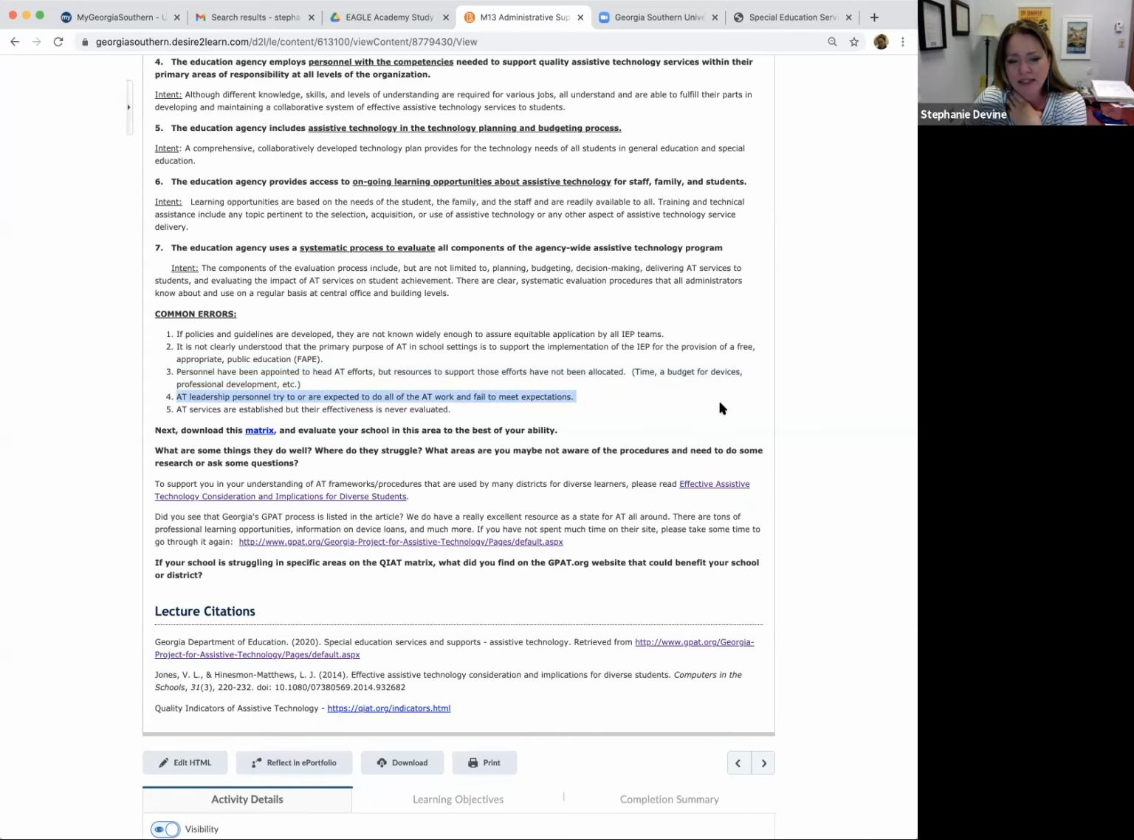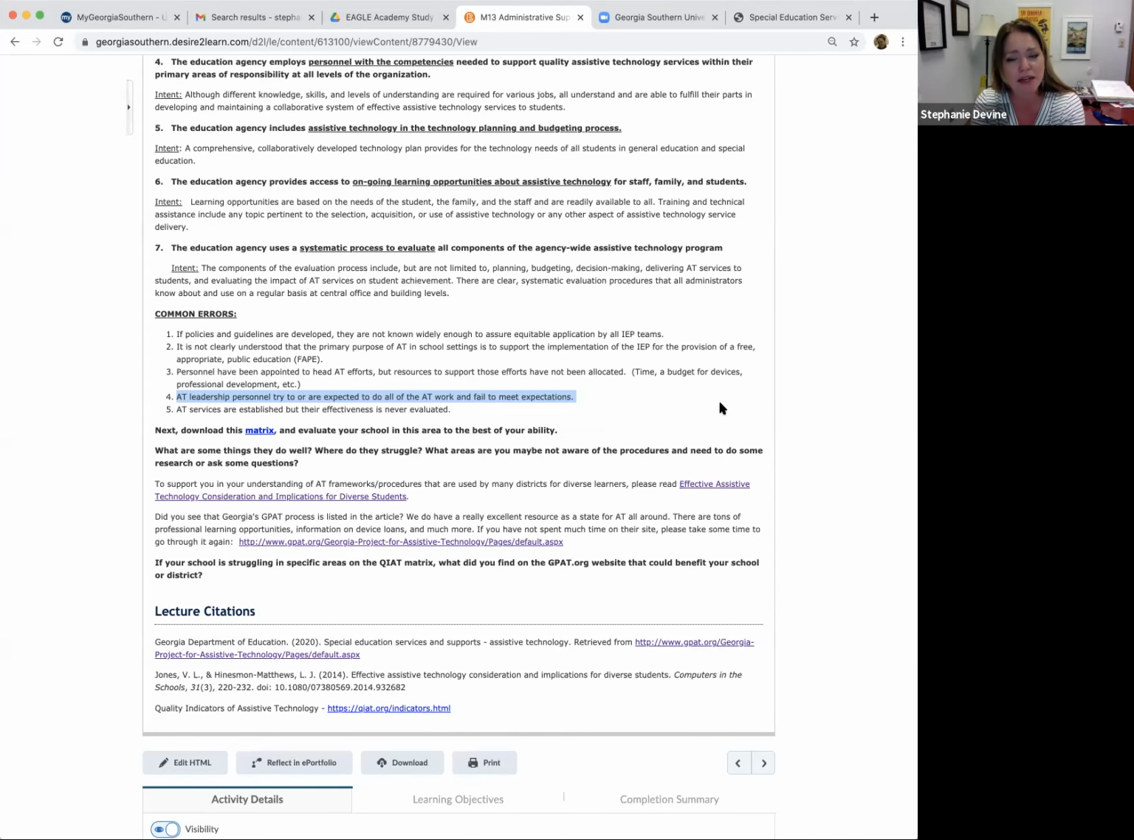The next one is that AT leadership personnel try to or are expected to do all of the AT work and fail to meet expectations. Remember, this should be a collaborative process. If you have an AT leadership person, that doesn't mean they do all of the evaluation, all of the assessment, all of the data collection.